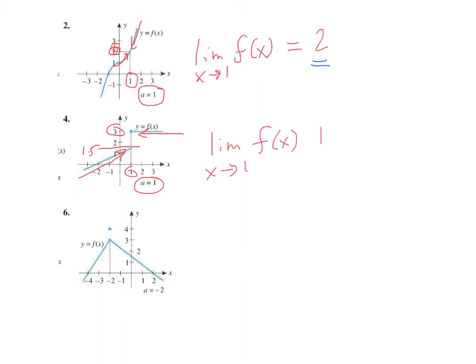And usually what we do is we put a DNE for that. If you're using WebAssign, that's what they're going to ask you to type in. The limit does not exist because the arrow, the y value from the right-hand side is not the same as the y value from the left-hand side.